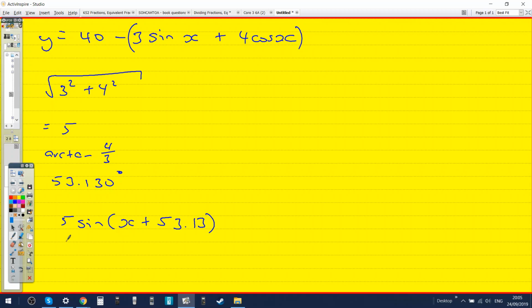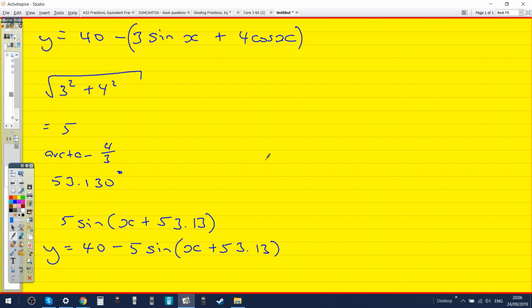And what were they asking you to do? They were asking us to put it in the form r sine x plus alpha, I think. You can't do any more than what you've already done. Like this 40 can't be integrated in any way.